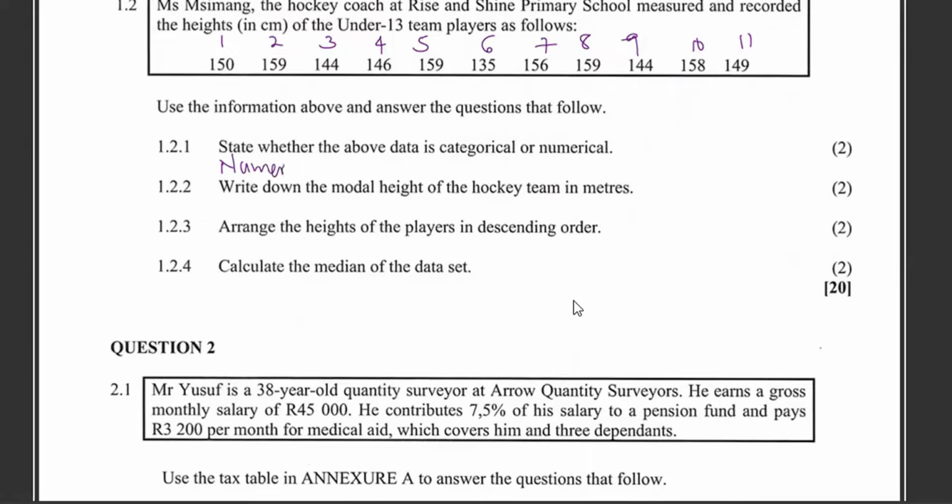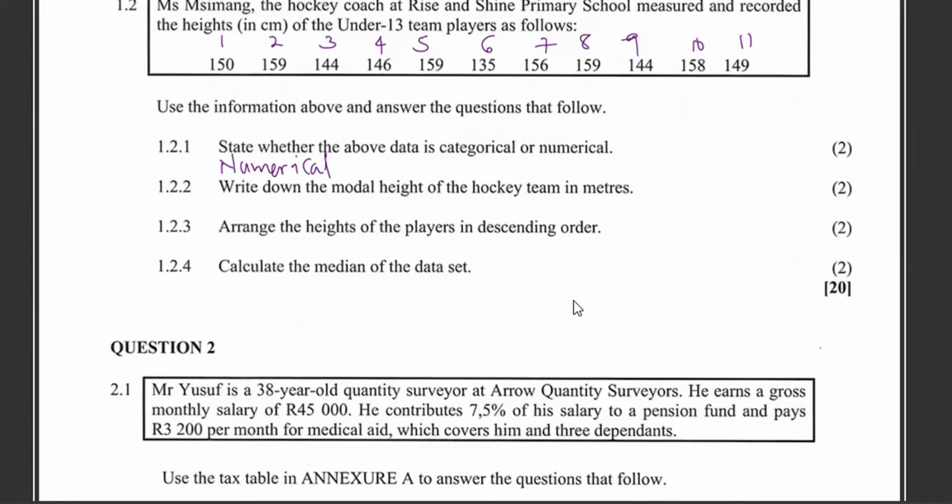It's numerical because it's not yet grouped. Had they asked you whether it's continuous or discrete, you would say it's discrete because these are whole numbers. Anyway, all they asked is what type of data is it? So it's numerical. Then they write down the mode or modal height.